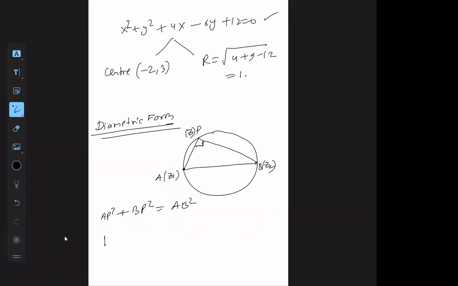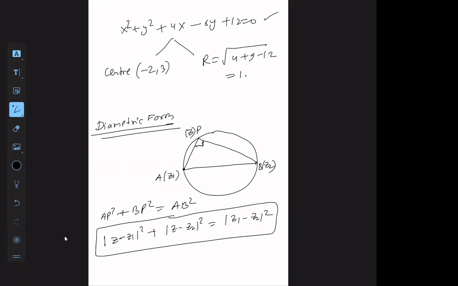So you can say this one is modulus of Z minus Z1 whole square plus modulus of Z minus Z2 whole square is equal to modulus of Z1 minus Z2 whole square. So this is the equation of circle in diametric form.